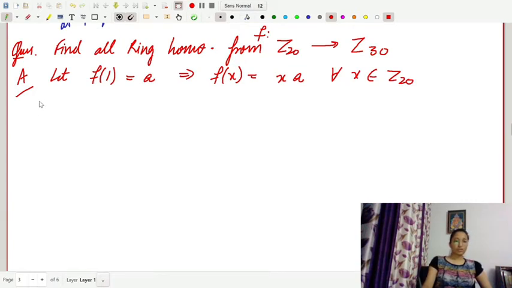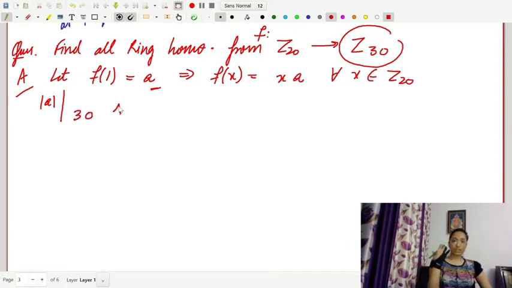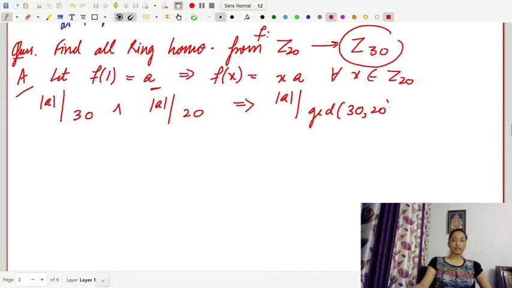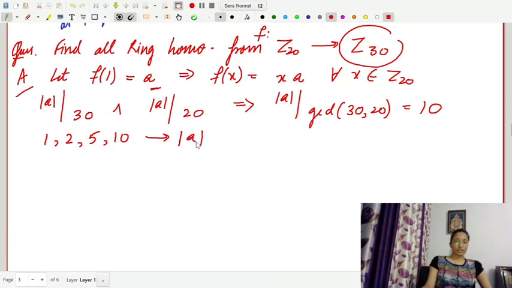Now order of a should divide, f(1) iska element hai, should divide order of Z30, that is 30. And also ye property hoti hai ki ye should divide order of Z20. Order of a divides 20, which in turn implies order of a divides GCD of 30 and 20, which is 10. So possible values of order of a kya ho jayenge hamare paas 1, 2, 5 and 10 possible orders ho gaye a ke.